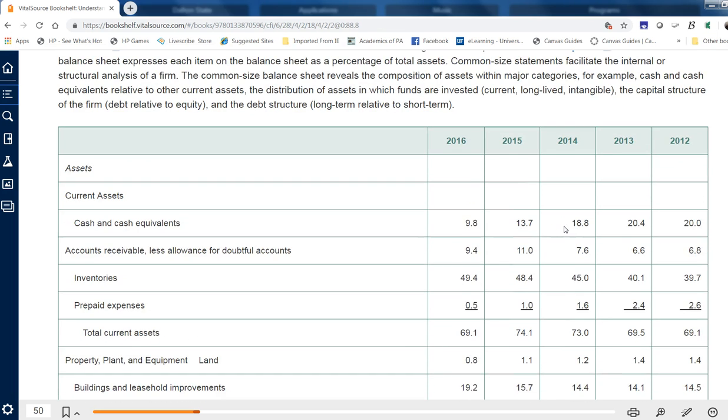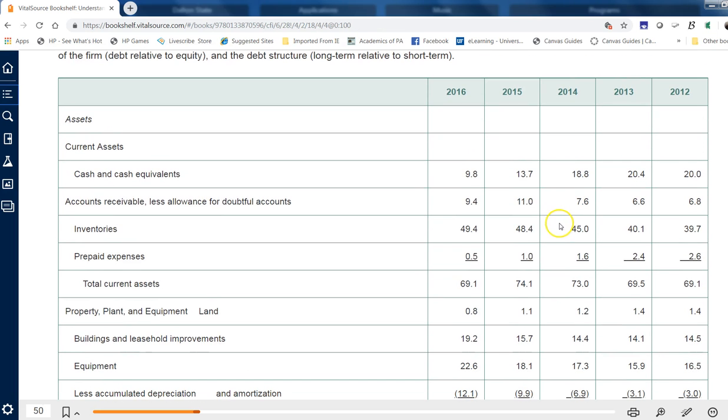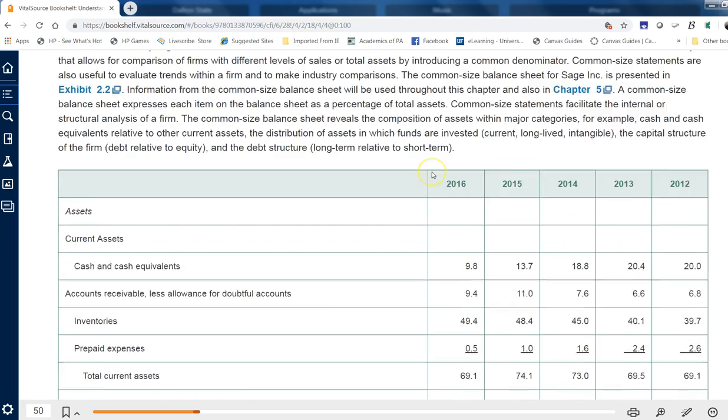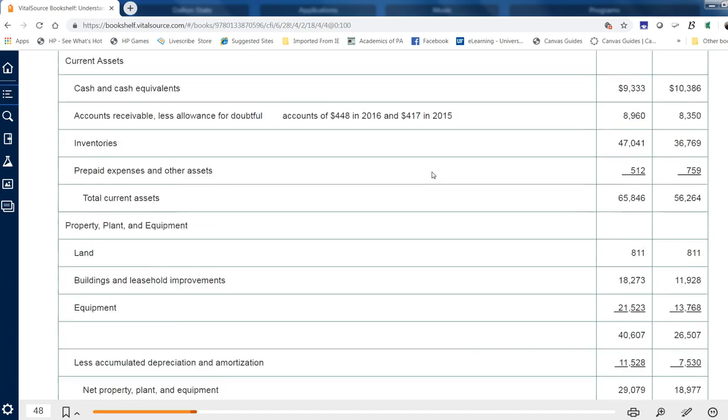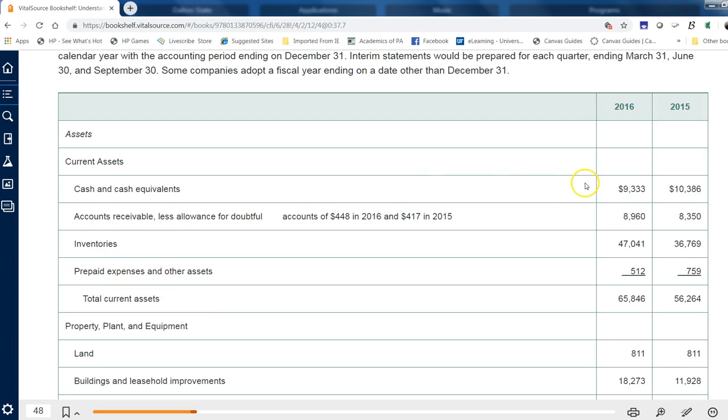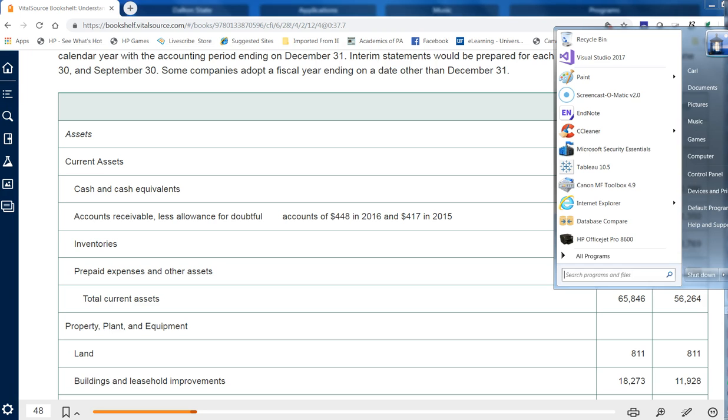All right, so hopefully you guys understand that. So again, how would you do this? So let's look at 2016 for cash and cash equivalents. If we go back up here to the actual balance sheet, the amount they reported was $9,333.